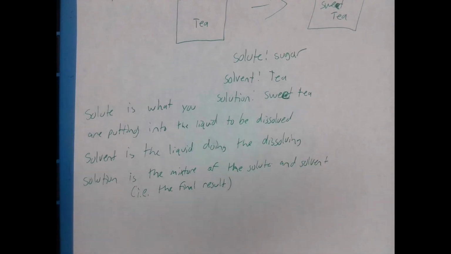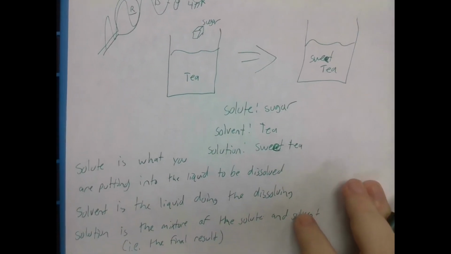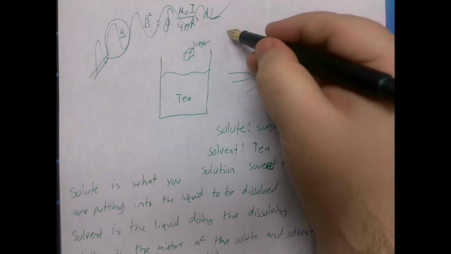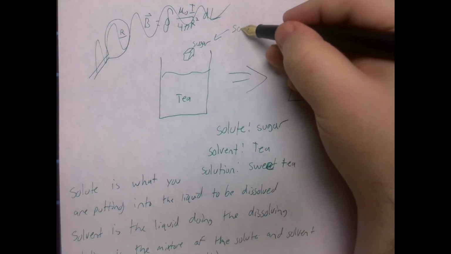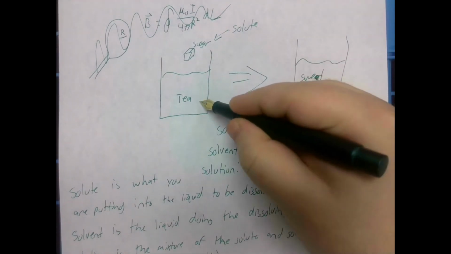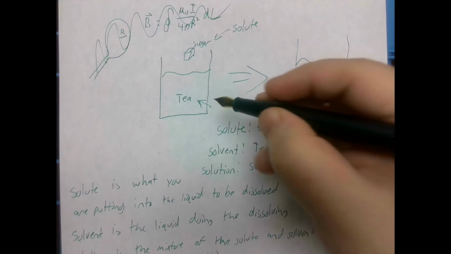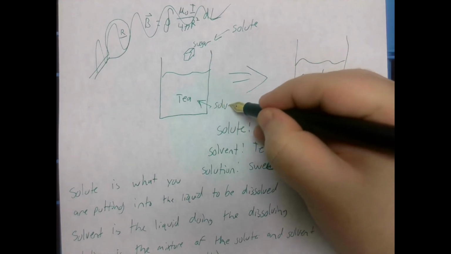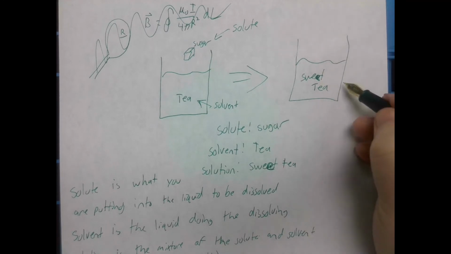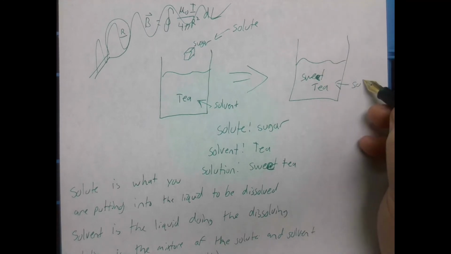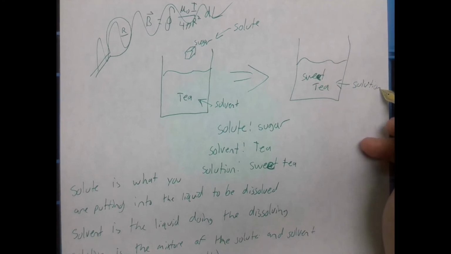So this is the solute. This is the tea. This is the solvent. And the solution is after you've combined them, after you've already mixed them together.